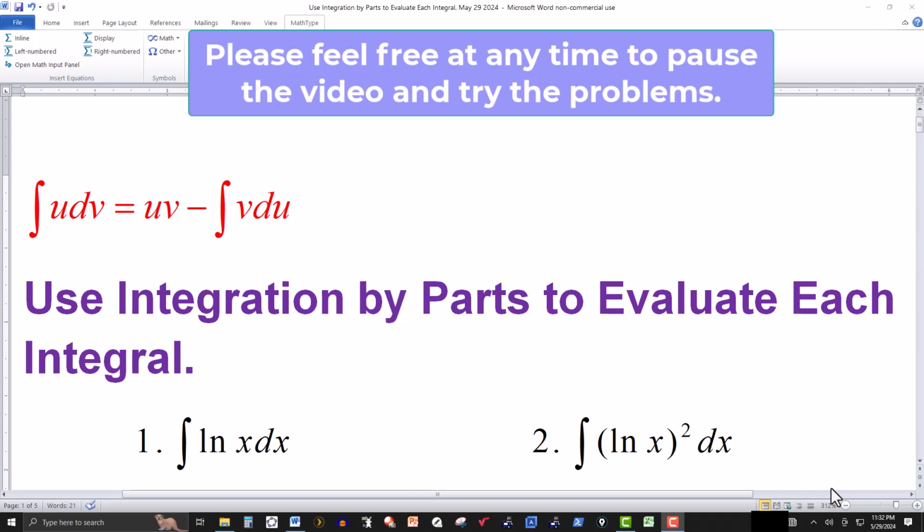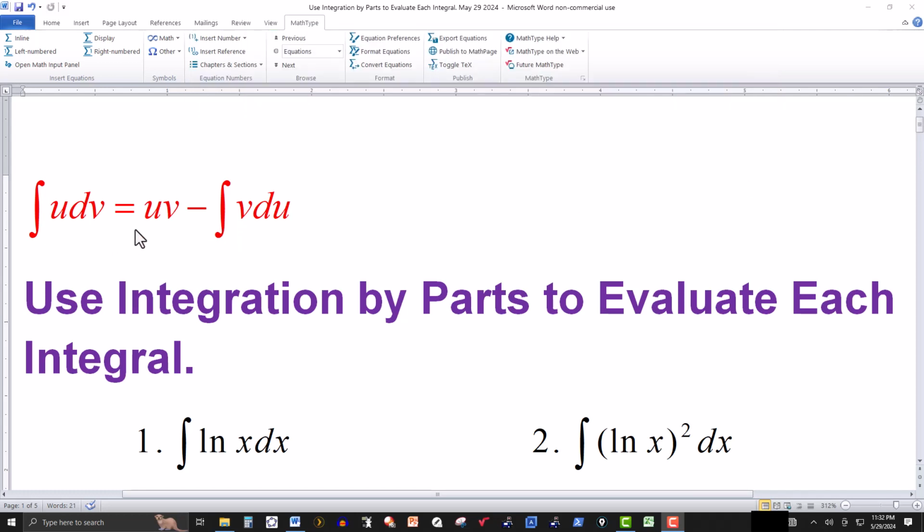In this video, we're going to evaluate two integrals involving the natural log function using integration by parts. And we have the formula here in red. The integral of u dv will equal the product of u and v minus the integral of v du. And this is your general formula. There are some abbreviated forms that you can use, the DI method, the tabular method. We're going to use the general formula here because this is not too bad.